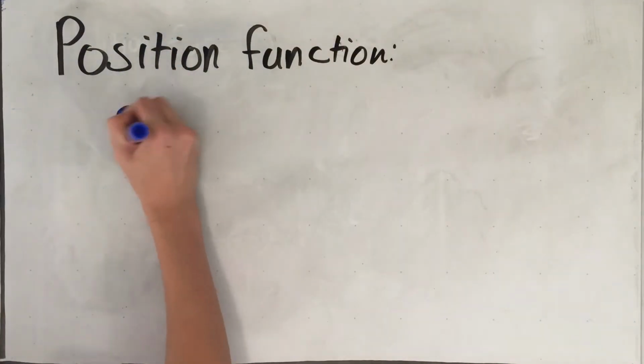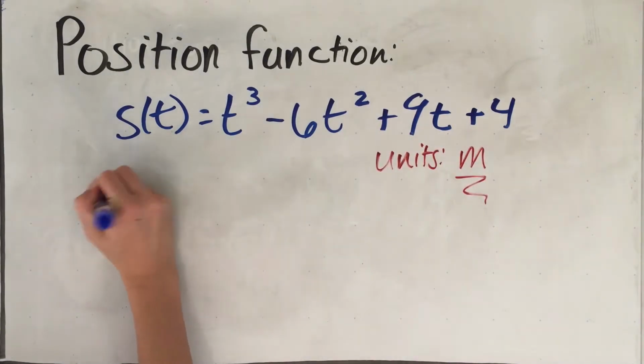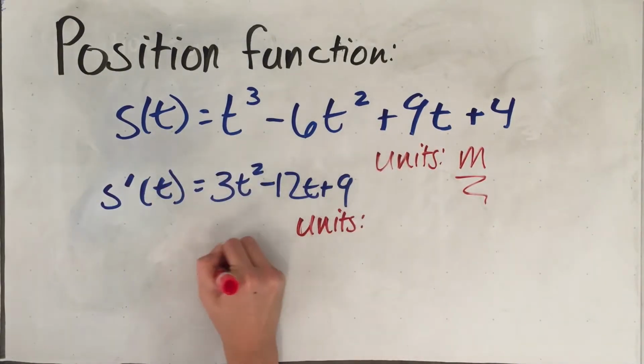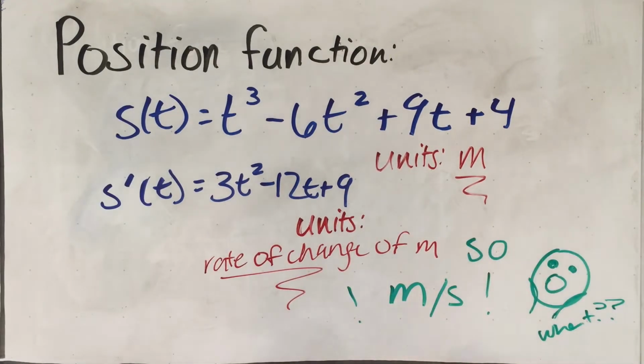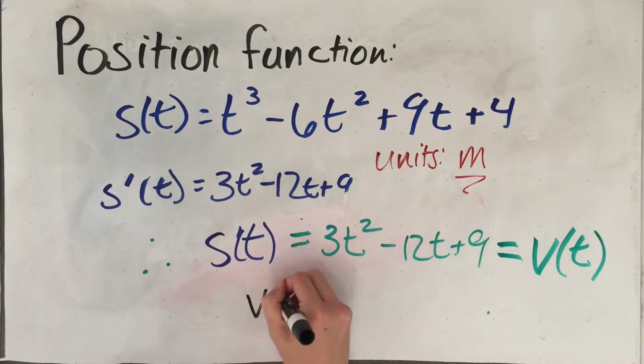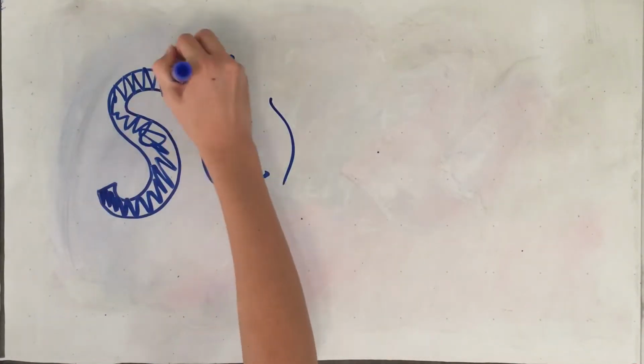Let's examine a position function. We'll call it s of t. We know the units for position are meters, so when we take the derivative, we are finding the rate of change of meters, or meters per second. Sound familiar? These are the units for velocity. This means that the derivative of a position function is actually also a velocity function.